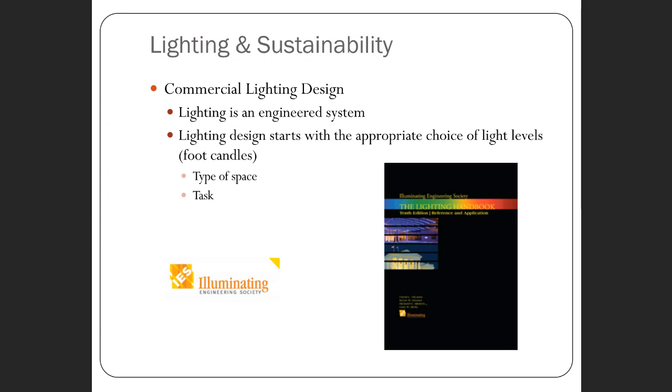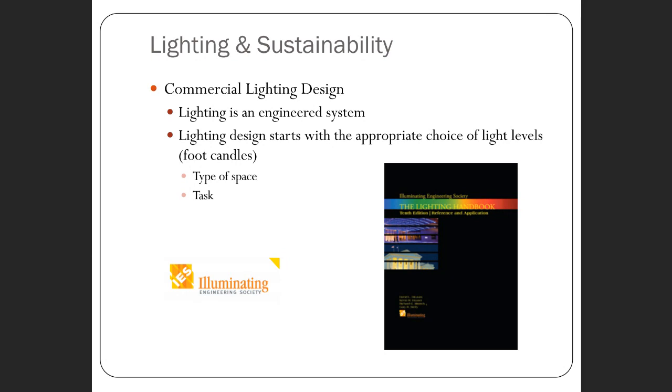In commercial lighting design, I make the point here, lighting is an engineered system, right? As an architect, if you're doing a commercial project, if you're good and thoughtful, you do the lighting design yourself, but you might turn to your electrical engineer or a lighting designer to design the lighting system for you. And just like in many professions, there are professional handbooks, guidebooks that provide the guidance to do this sort of design.